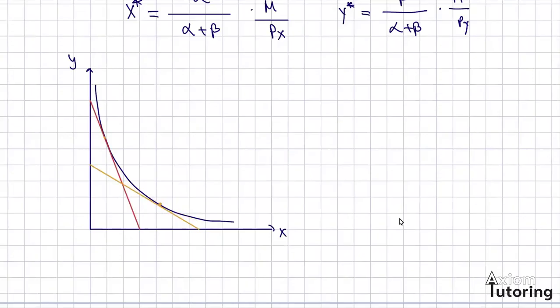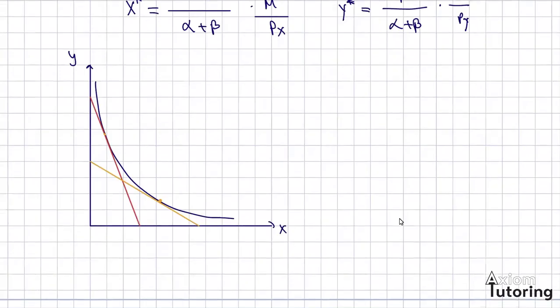Okay, so one way to solve for the Cobb-Douglas is to effectively say, aha, because I have an interior solution, I'm going to have this nice tangency with the budget.